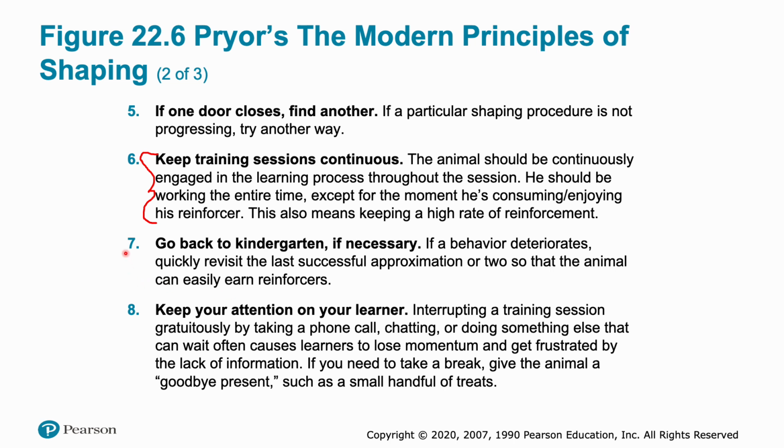So do this sooner rather than later. Very quickly. It says it here. Quickly revisit the last successful approximation or 2 so that they can access reinforcers. Okay, and then keep your attention on the learner. Interrupting a training session can often cause learners to lose momentum and get frustrated by the lack of information. If you need to take a break, give the animal a goodbye present, such as a small handful of treats.